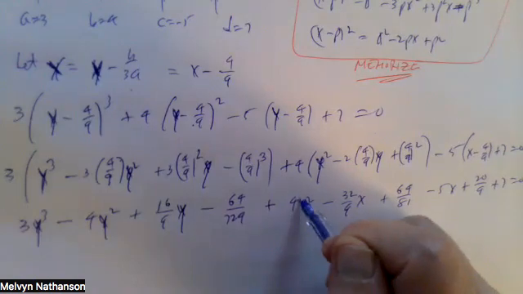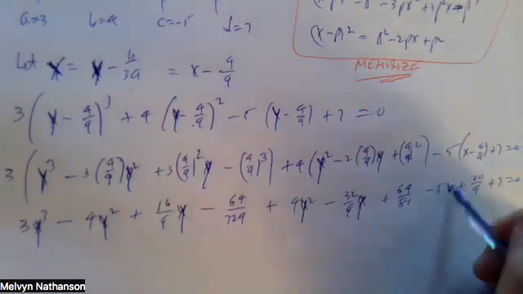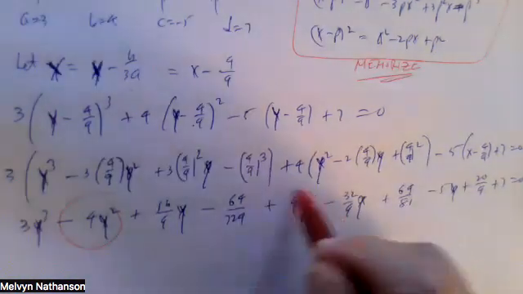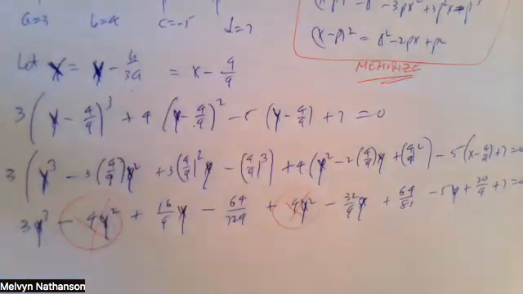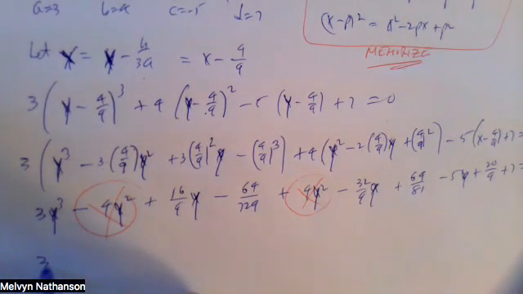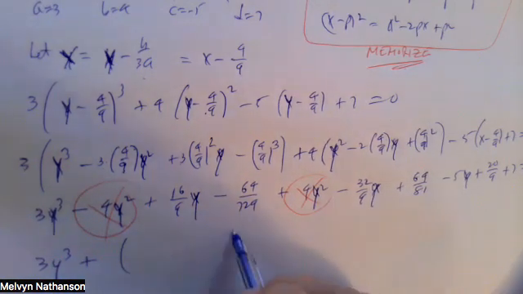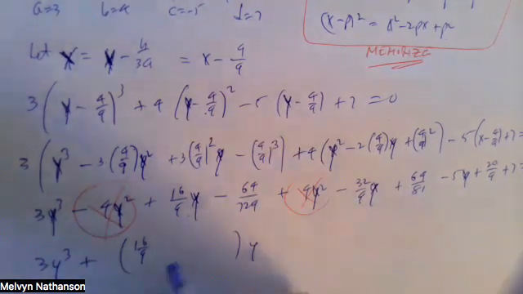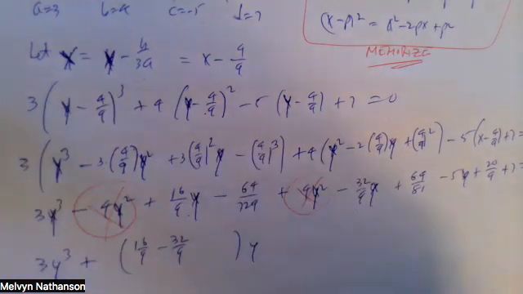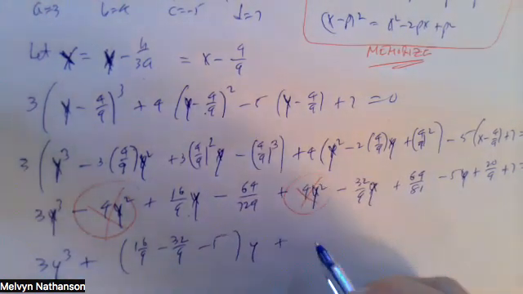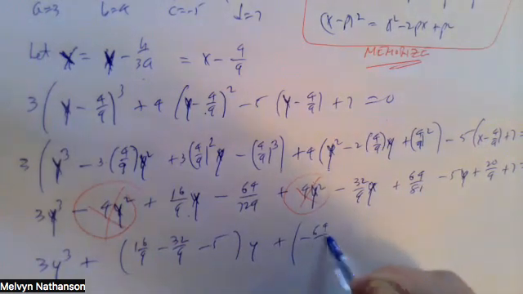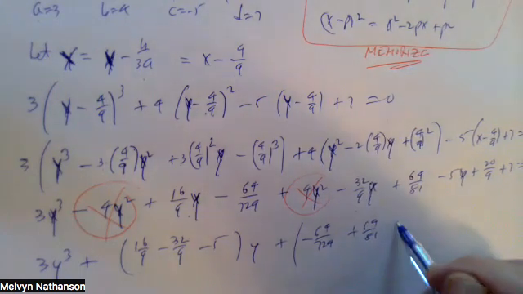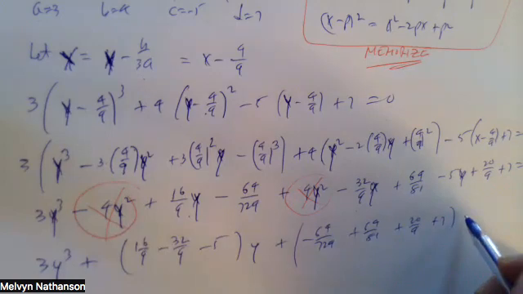We're substituting and changing the x to a y. But again, all that's important for us is the y squared. You have minus 4y squared plus 4y squared. They cancel. So our equation becomes 3y cubed plus something times y, 16 over 9, that's a y, minus 32 over 9, minus 5, plus a constant term, minus 64 over 729, plus 64 over 81, plus 20 over 9, plus 7 equals 0.